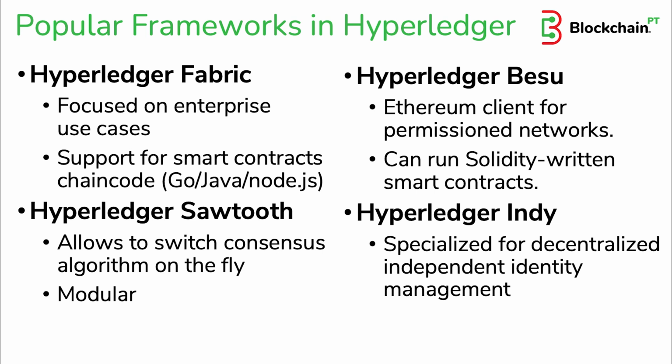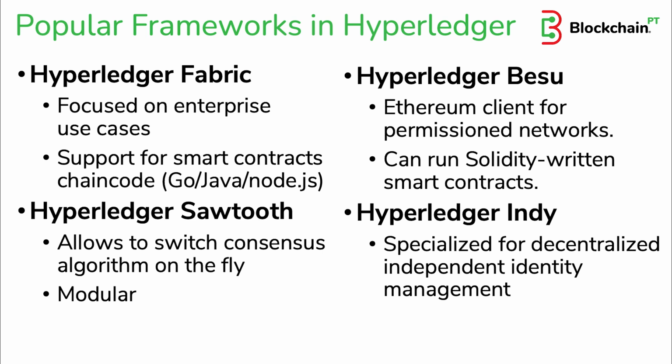Popular frameworks in Hyperledger. As stated earlier, many frameworks are available under the Hyperledger designation. We now briefly present the most popular ones. Hyperledger Fabric. Hyperledger Fabric is a modular blockchain framework targeting enterprise use cases. Hyperledger Sawtooth. Besides its modularity, the main highlight of Sawtooth is its dynamic consensus, allowing to switch consensus algorithms on the fly. Hyperledger Besu. Besu is a Java-written Ethereum client for permissioned networks. It implements the Ethereum Virtual Machine, EVM, and thus can run smart contracts written in Solidity.